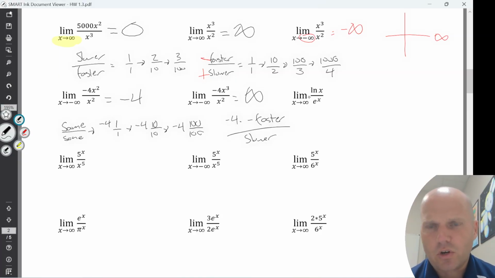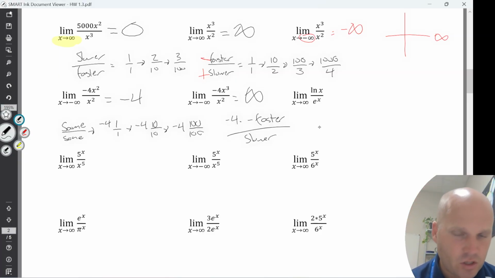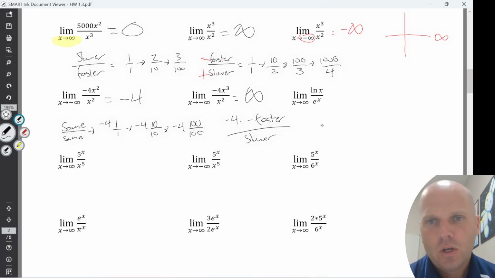Log x is the slowest growing function. E to the x, exponential functions are the fastest growing functions we'll deal with. However, only in one direction. In the other direction, we talked about how they're zero. So this is a slower over faster situation, which will trend towards zero.